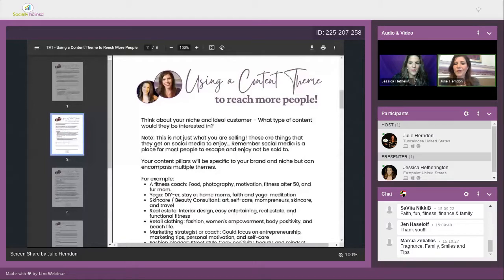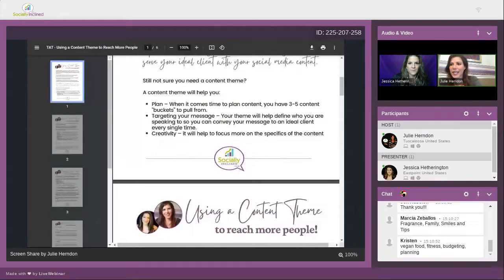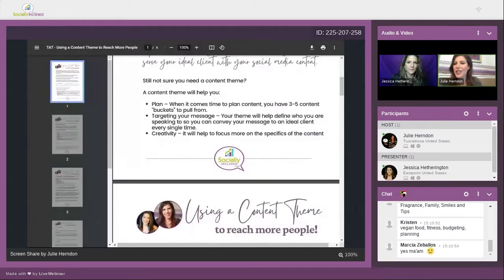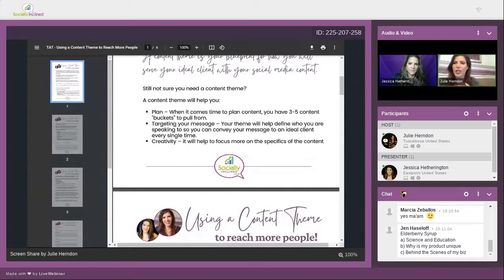I did want to mention something we bypassed really quick. The content themes will help you to plan. You're not just constantly pulling out of the air and getting up that morning and saying, oh my gosh, what am I going to post today? So it helps you to plan. It helps you to think one time. I'm a fan of batching and trying to do the work one time and then reaping the rewards forever. So it helps you to think about your message and who you're marketing to.